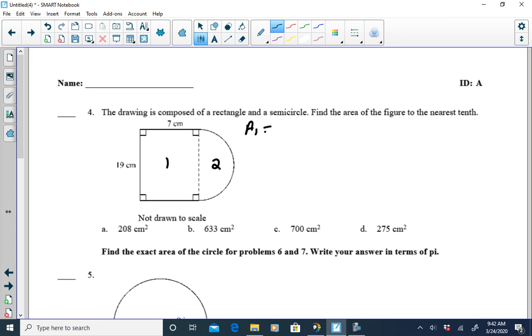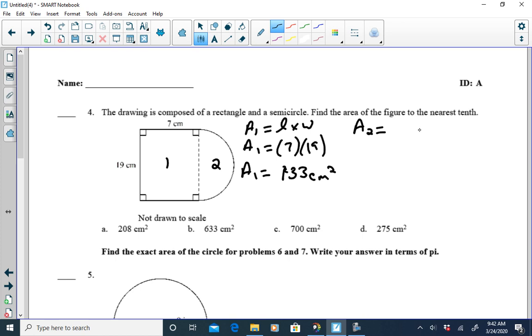Area 1, because it's a rectangle, we're going to use length times width. Area 1 is going to be equal to, well, it looks like we have a length of 7 and a width of 19. So that's going to be 7 times 19. So area 1 is going to be equal to what? 7 times 19. Right, use your calculators. It's 133. And those are square centimeters. But that's just area 1, which is the area of the rectangle. We still have to find area 2 and add it to area 1.